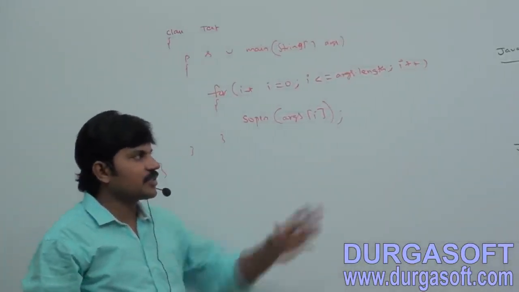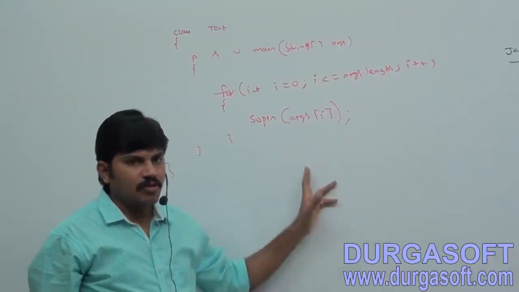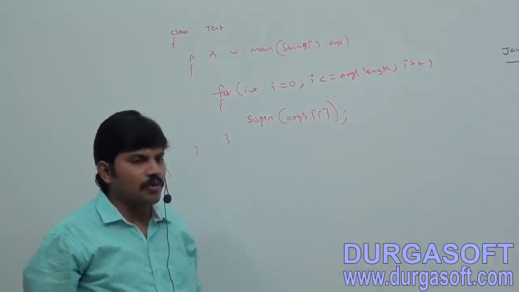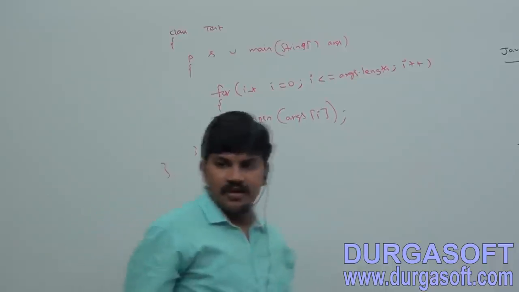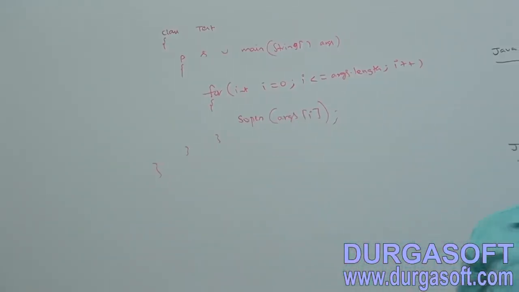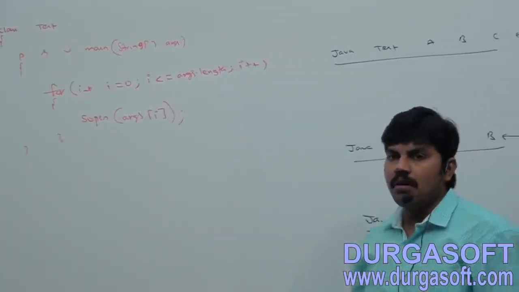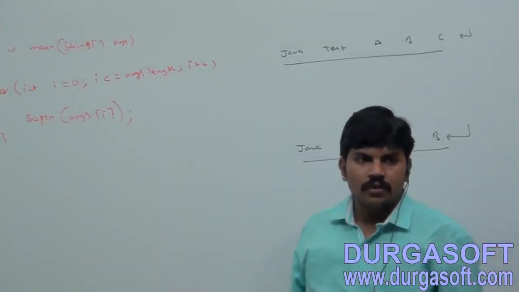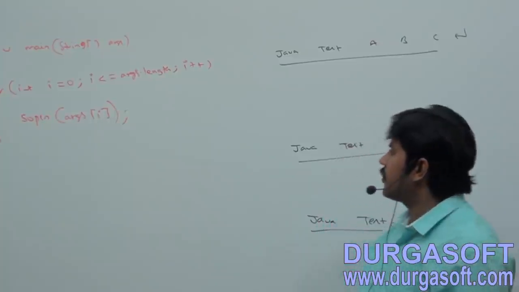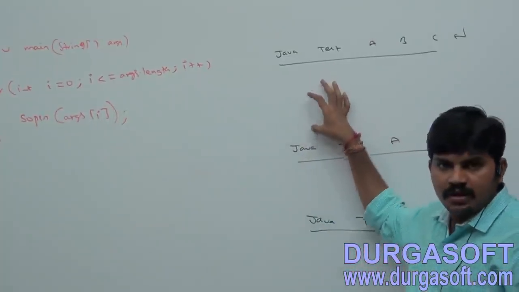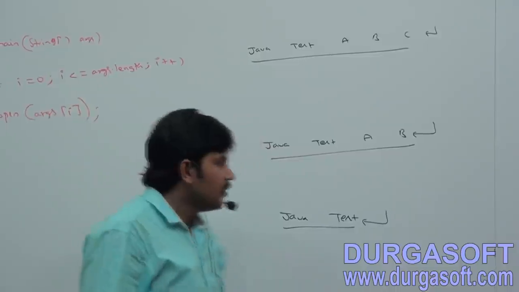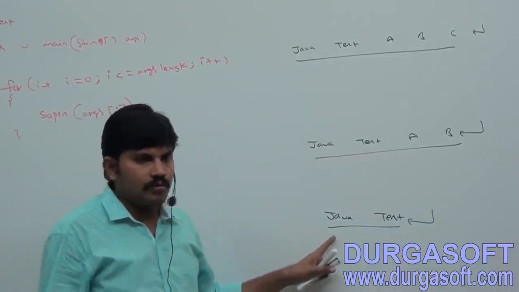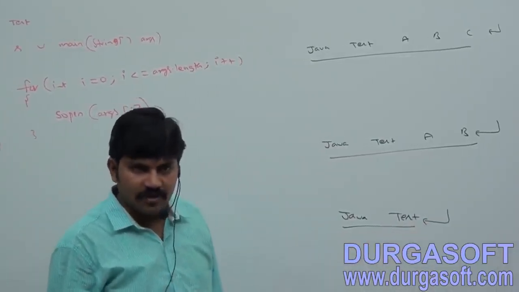In the first case, java test A, B, C. What is the output? Can I spell out? 0, 1, 2, args of 0, args of 1, args of 2. Correct. In the first case, ABC. In the second case, AB. Third case, no output because we are not passing any command line argument. Correct or not?